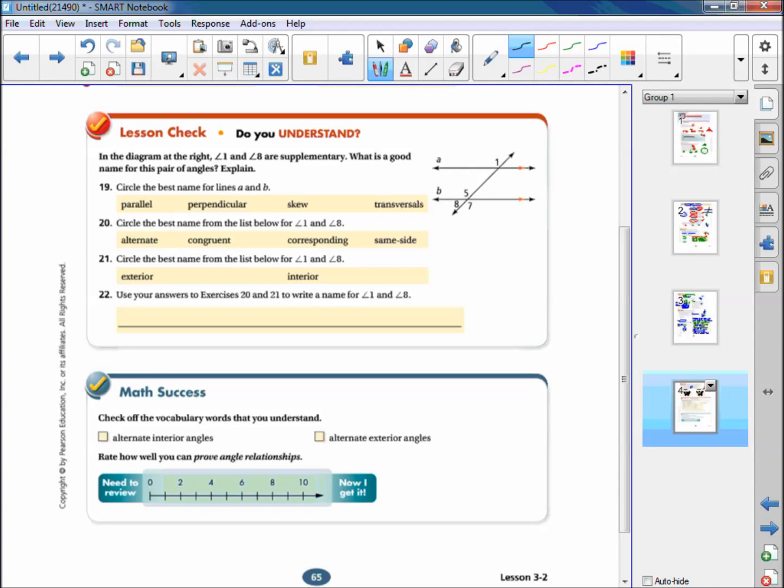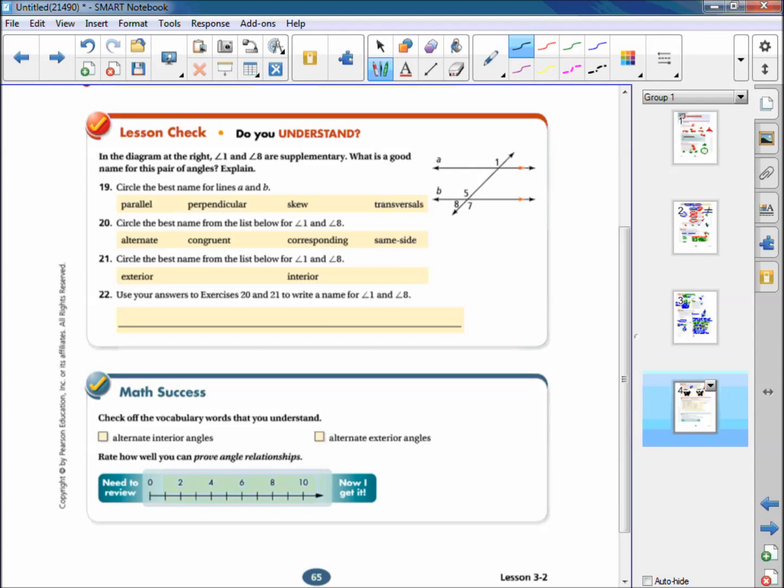All right, pause your video here as usual, do the lesson check yourself, and then come back and take a look at it. All right, welcome back. In the diagram at the right, angles 1 and 8 are supplementary. What is a good name for this pair of angles? Okay, so angles 1 and 8 are supplementary.